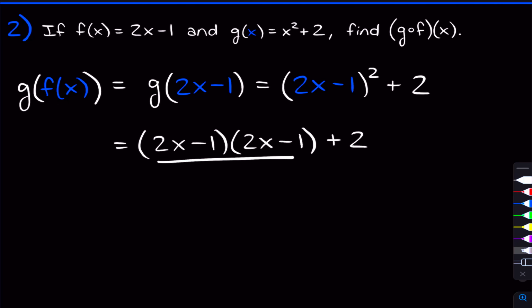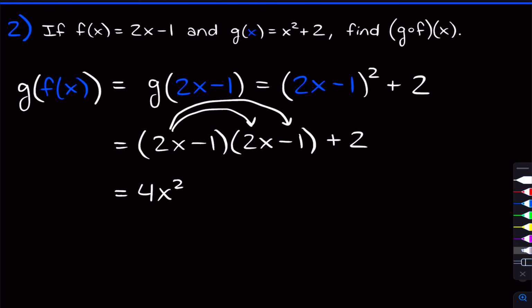So now we can go and multiply these through. Just a little bit of foiling. 2x times 2x is 4x squared. 2x times negative 1 is negative 2x. Negative 1 times 2x is negative 2x. And negative 1 times negative 1 is positive 1. And again, make sure you don't forget about that plus 2.